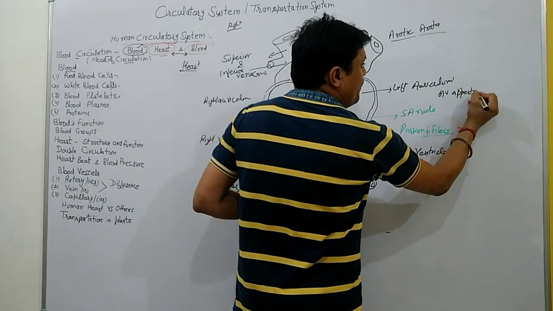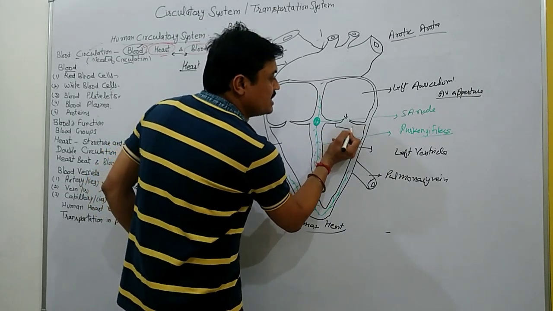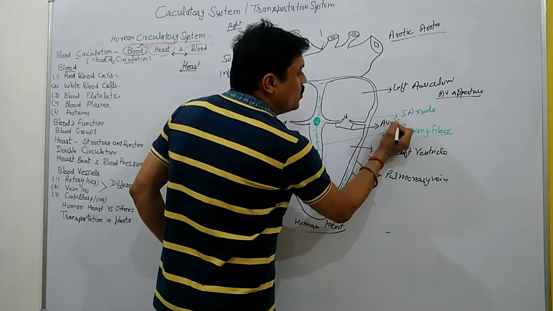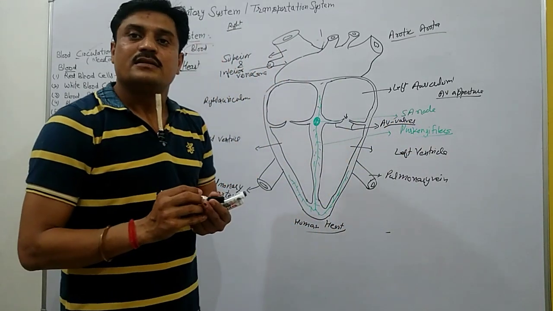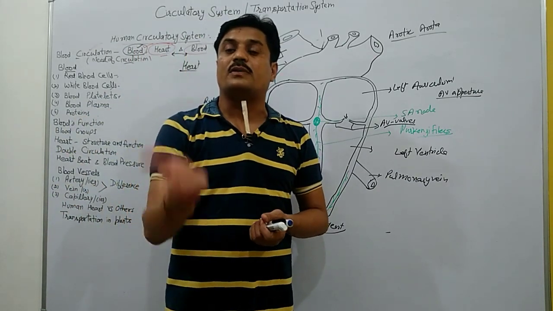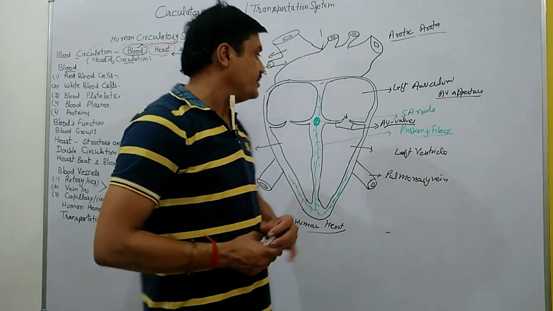This AV aperture is provided with a wall. These are two walls. These two walls are called AV walls, or atrioventricular walls. These atrioventricular walls ensure the stoppage; they do not allow the backflow of the blood. How, I will tell you in the later part of the video.